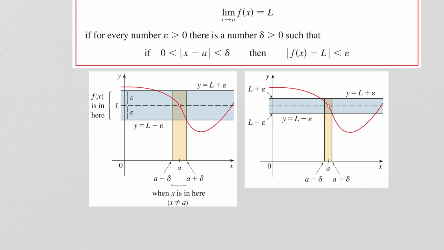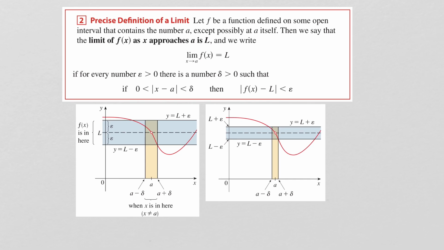What does it mean for x to be sufficiently close to a? Well, it means the distance between x and a is small. How small? Well, it has to be less than some delta. So if we choose a value of x within delta units of a, the f of x will always be within epsilon units of L. That's the concept. Let's take a look at an example.